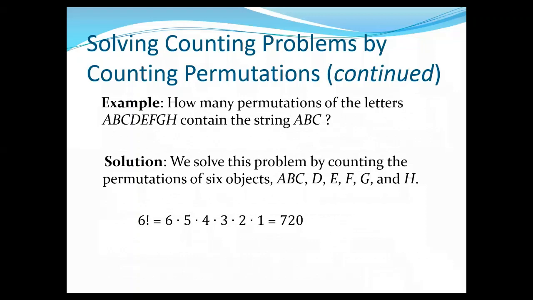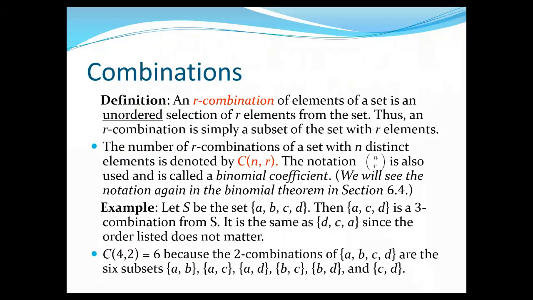Ways that the pattern contains ABC. Okay. So that's permutation. So now let's move on to combination. The only difference between combination and permutation is that combination is an unordered selection of R elements from the set.